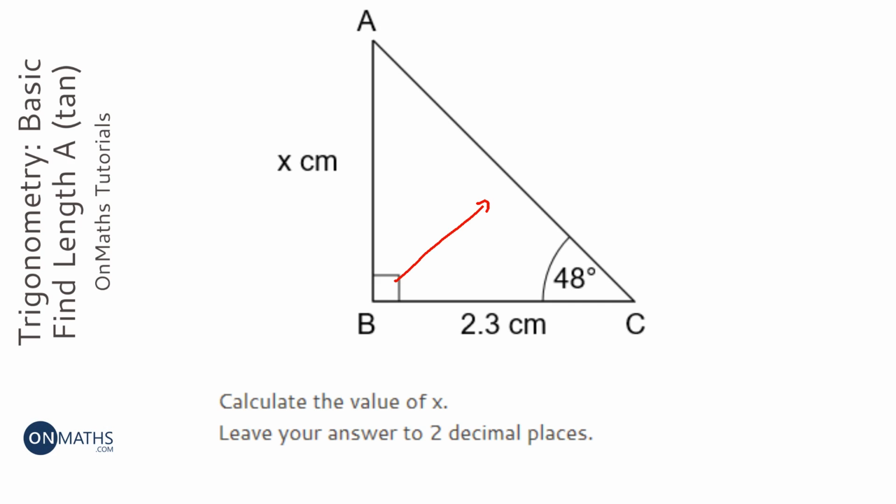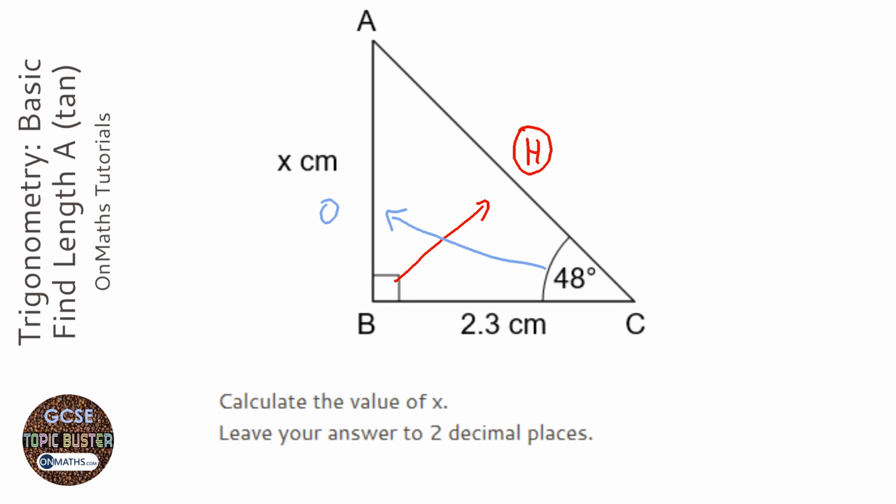So I go opposite, across from the right angle, and that's the hypotenuse. Then I go across from the marked angle, and that's the opposite, and then the adjacent is between the marked angle and the right angle. Next step, we cross out the one that's a bit boring.